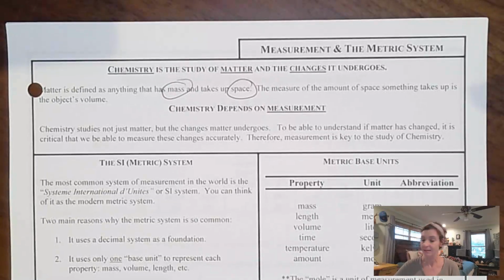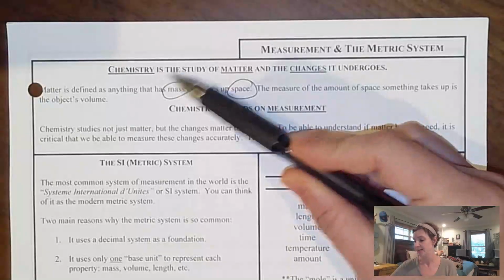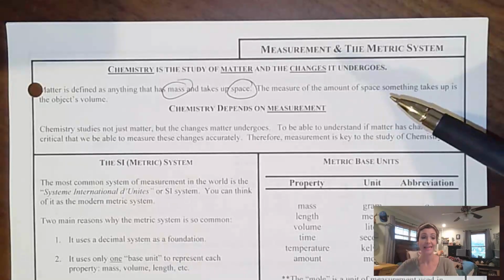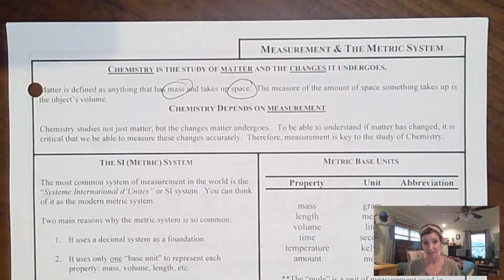So as we talked about last time, we know that chemistry is the study of matter and the changes that it undergoes. And as a definition, remember, matter is anything that has mass. We kind of confuse it with the term weight. They aren't technically the same, but that is for your physics teacher to unpack. But matter has mass and takes up some amount of space. We know that the measure of the amount of space something takes up is the object's volume. So basically, it has mass and volume.